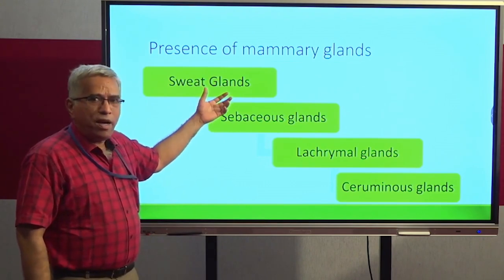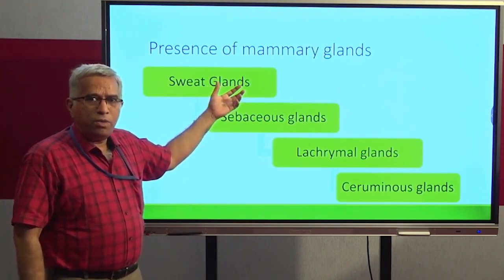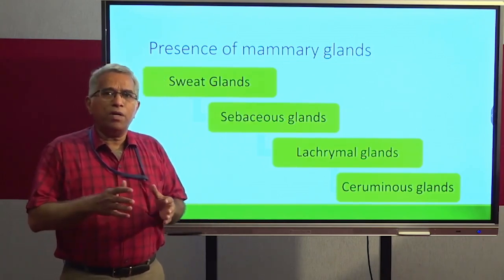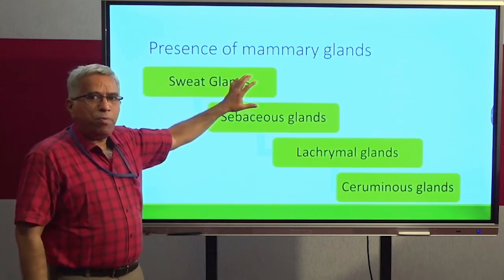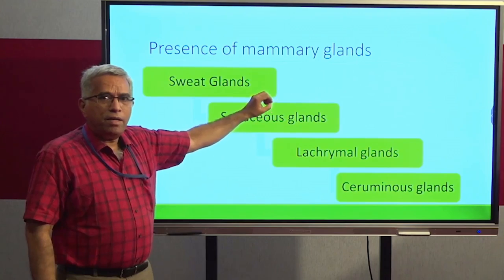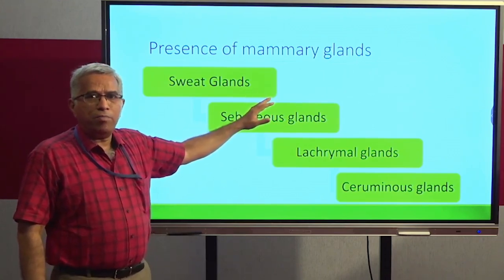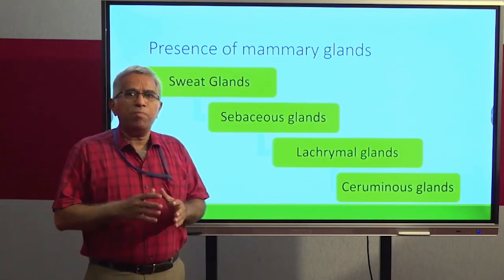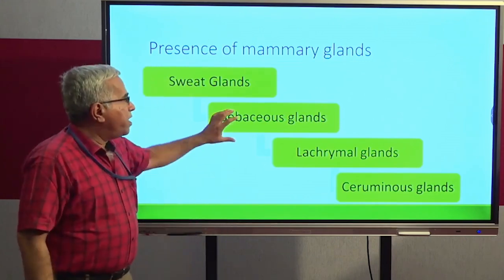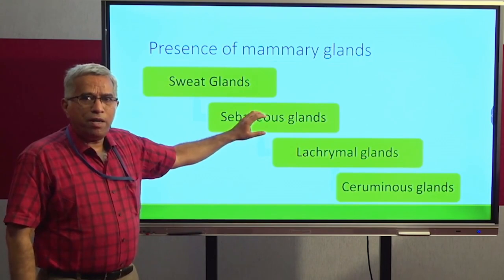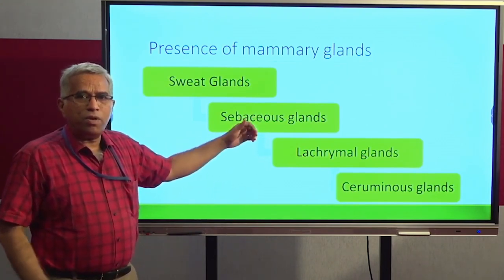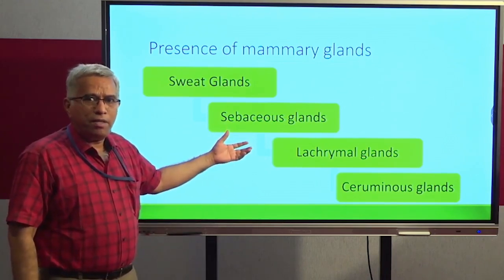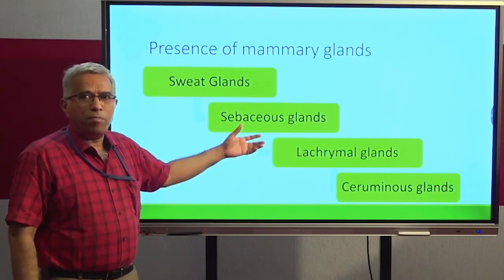You know that sweat glands secrete sweat, which gets deposited over the body and evaporates, thereby bringing the temperature back to normal. That means sweat glands, by producing sweat, act as a temperature regulatory mechanism through a process called evaporative cooling. The principle involved in sweating is evaporative cooling. Sebaceous glands produce sebum. Sebum contains cholesterol. In the presence of ultraviolet rays, this cholesterol is converted into vitamin D, so sebum, the product of sebaceous glands, is the source of vitamin D in all mammals.